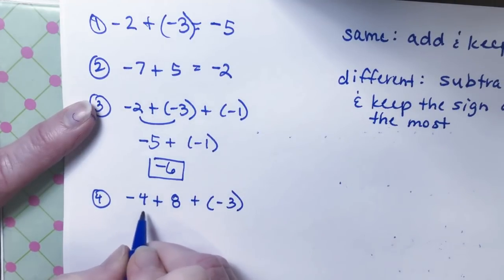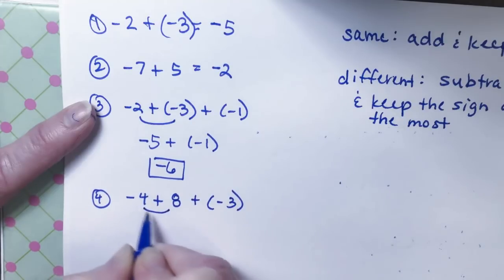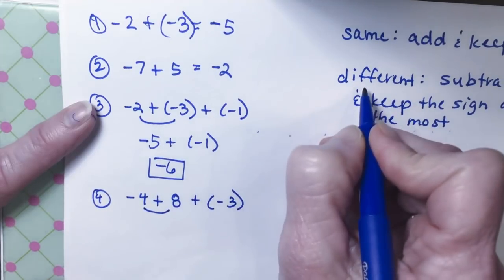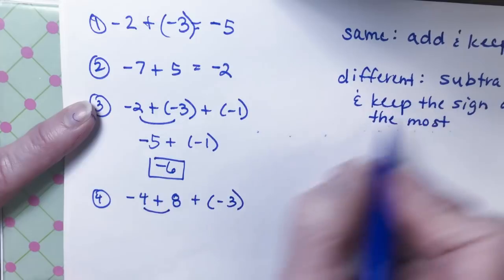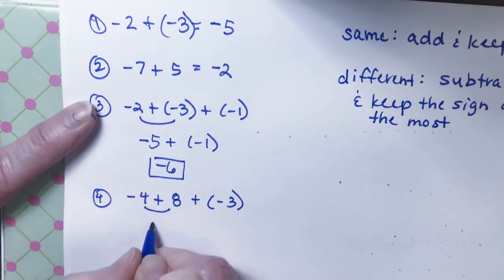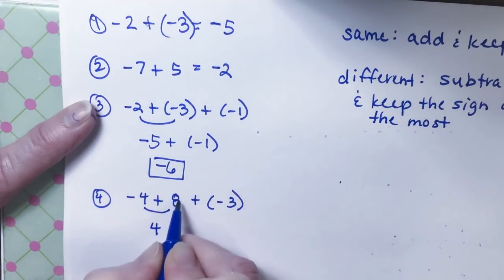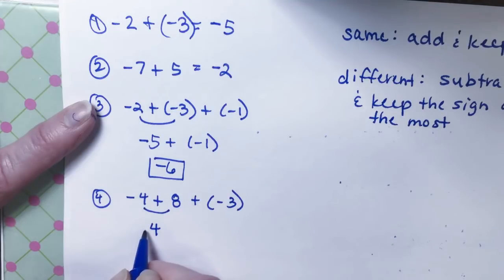One way to do this is to add the -4 plus 8. So when I do that, I have a negative and a positive. That makes them different, so I'm going to subtract the numbers. 8 minus 4 is 4. I have more positives, so my answer is a +4.